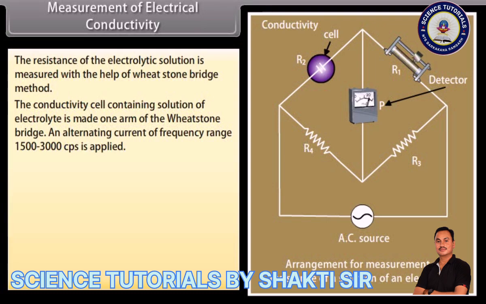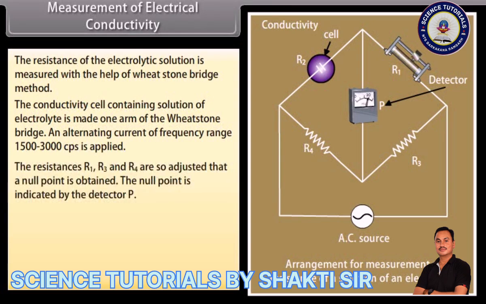Direct current is not used here because it causes electrolysis and results in the change in concentration of the electrolytic solution near the electrodes, resulting in polarization effects. The resistances R1, R3 and R4 are so adjusted that a null point is obtained. The null point is indicated by the detector P.